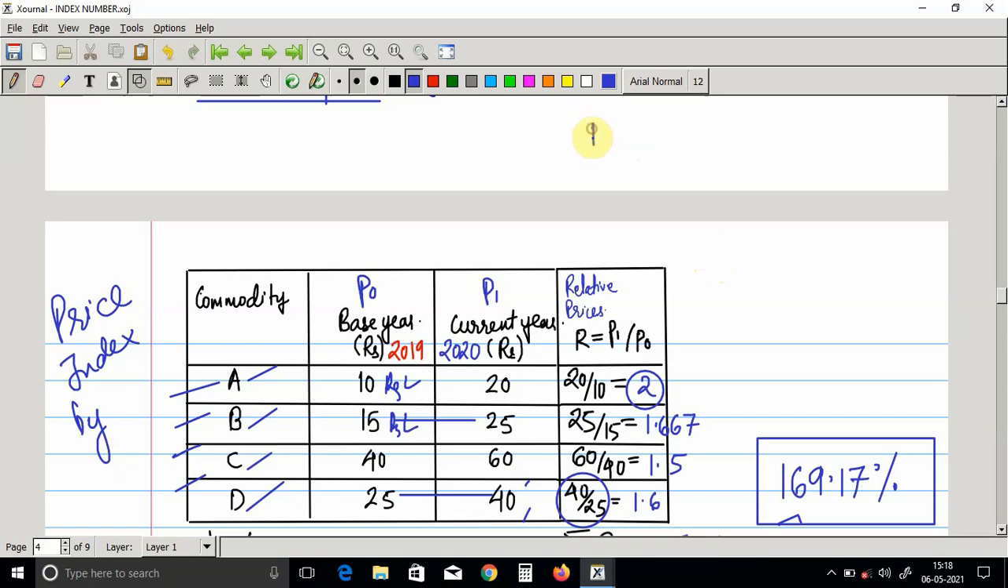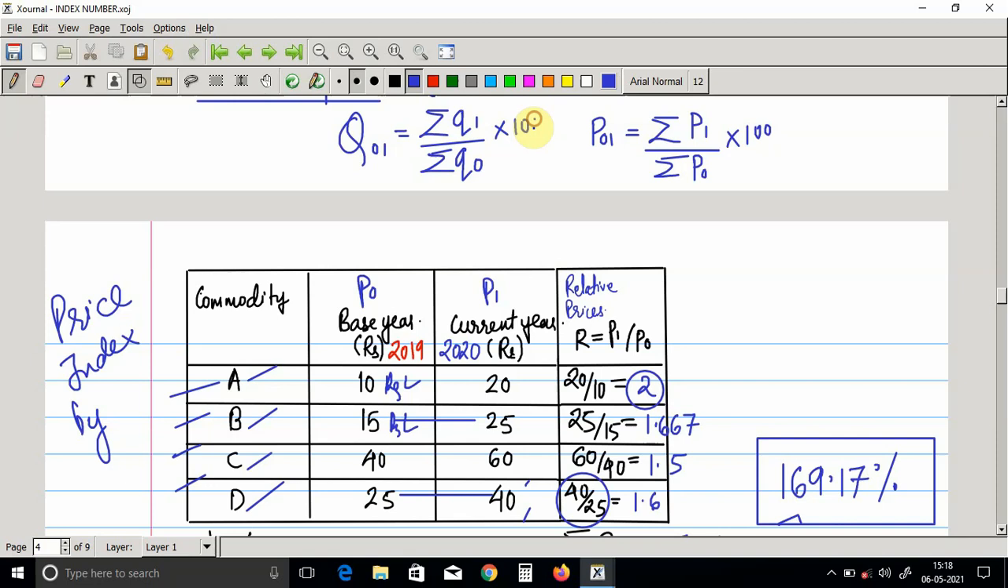Okay, so price index का formula है this. The sum of all prices in the current year divided by the sum of all prices in the base year into 100. Same thing with the quantity index, sum of all the quantities in current year divided by sum of all quantities in the base year into 100. Now we have value index also.